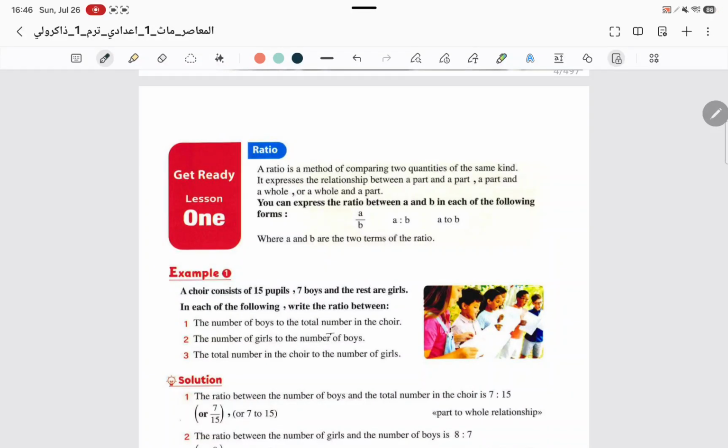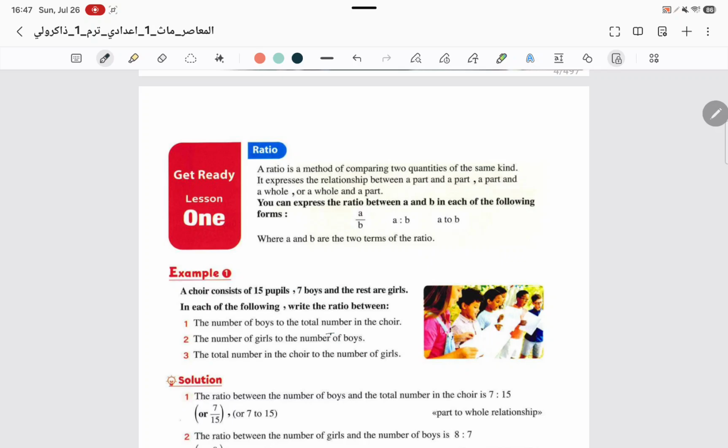Bismillahirrahmanirrahim. Before we get into proportion, we need to know about the ratio and the rate. So in this video, we are going to talk about the difference between ratio and rate. So let's start with ratio.